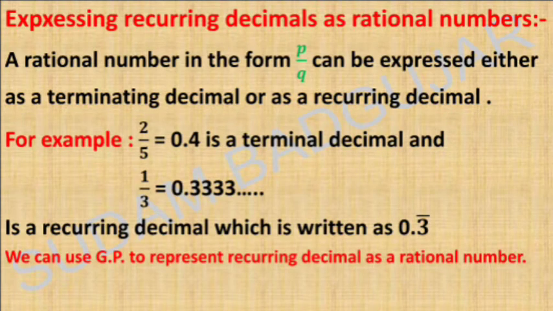So the questions where we are going to use GP need a recurring decimal. Recurring decimal you have to convert into a rational number, not terminating decimal. Recurring decimal means like this: 0.3 bar, 2.7 bar, 1.9 bar. Whatever comes in this way, that recurring decimal you have to convert into a rational number. Let's start the exercise.